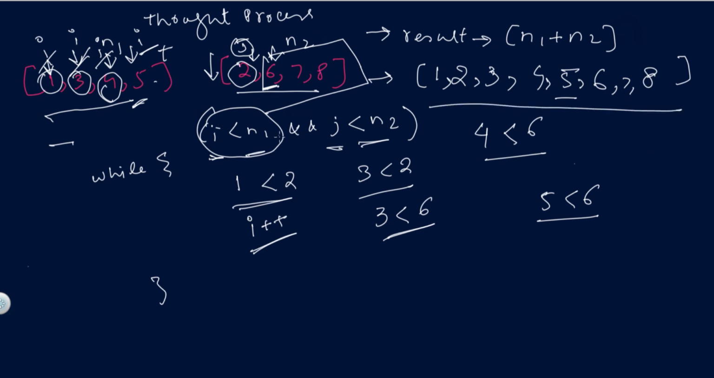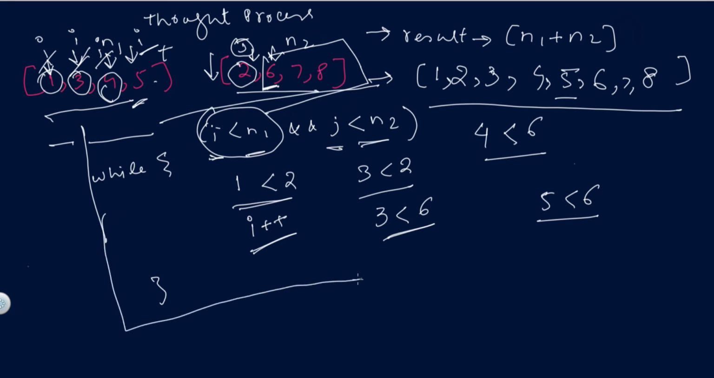So that's the trick here: after iterating over the whole loop, we can be left with remaining integers, and those integers can be pushed into the resultant array. It can be either the left side or the right side, which means the n1 array or the n2 array. Any one of these arrays can have elements remaining, so we can push those elements into our resultant array.